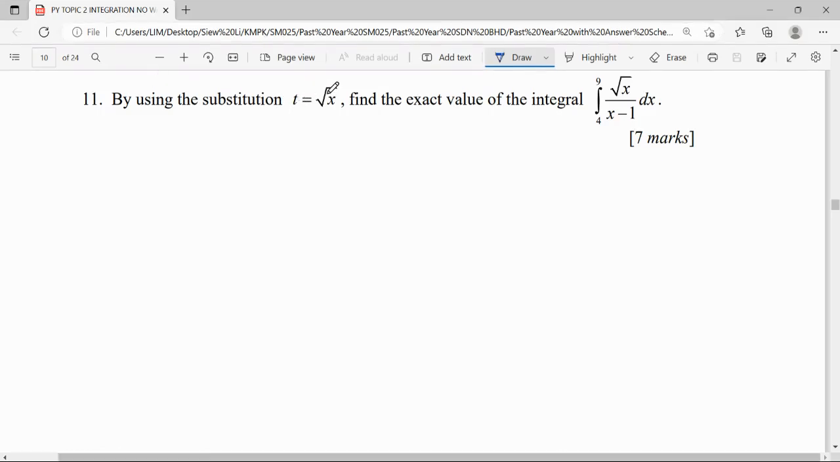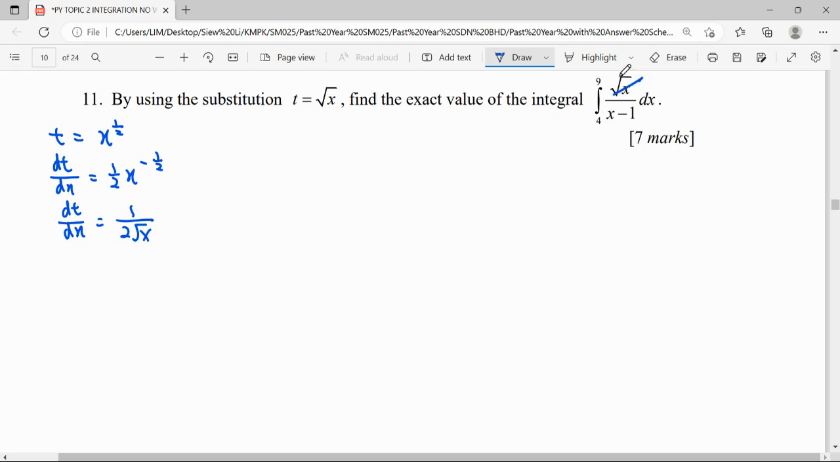By using the substitution t equals square root x, find the exact value of this integral. So we need to change all x values in terms of t. For the first step, given that t is square root x, we rewrite it into a power. When we differentiate t with respect to x, the power moves to the front, power minus 1, negative half. When we rewrite it properly, this is 1 over 2 square root x.